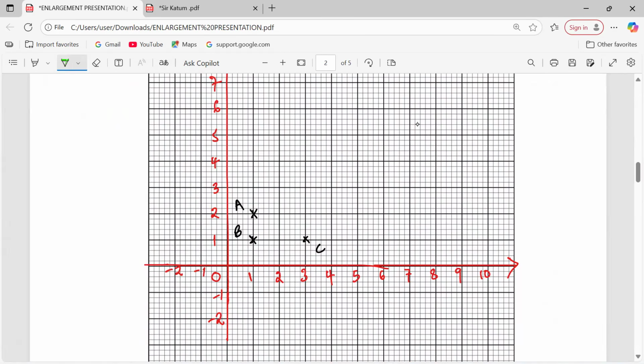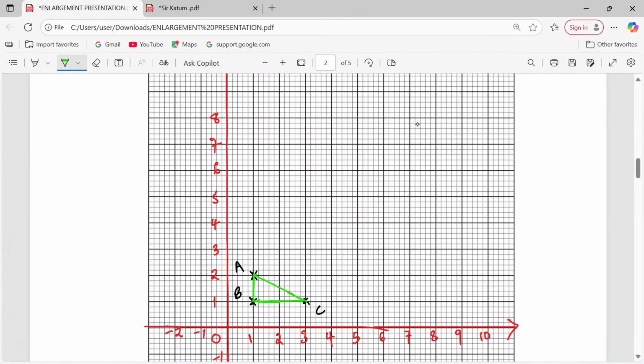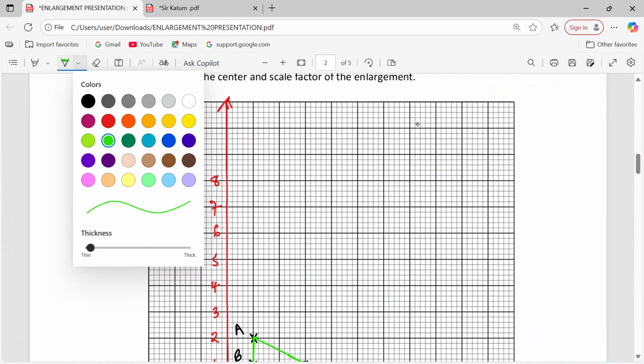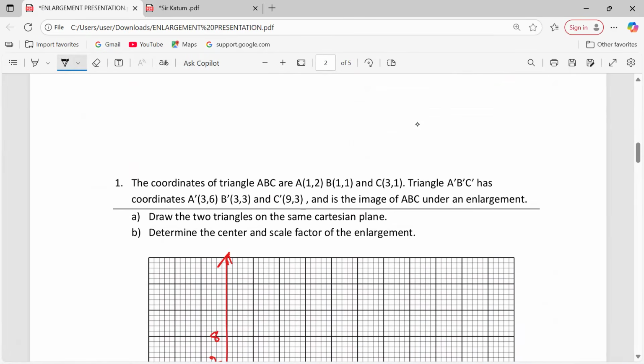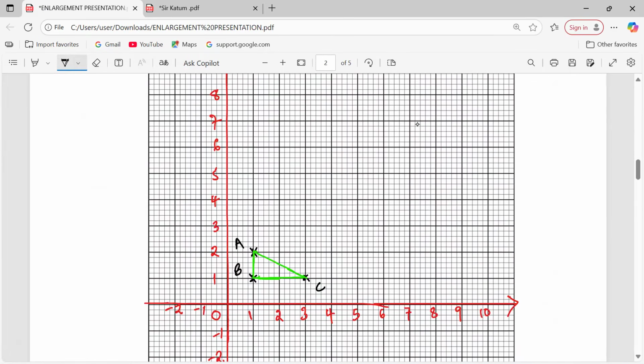After you've identified all of them, now you proceed to join them so that you get the object, the first triangle, ABC. Remember, we are going to plot the two on the same Cartesian plane. So already the first triangle has been plotted. We can proceed to the second triangle. Going back to the coordinates, start with 3, 6, which is a coordinate at this point. This becomes our A prime, the image of A.